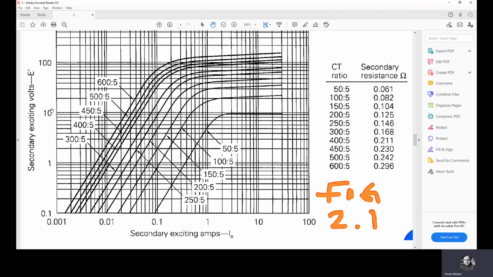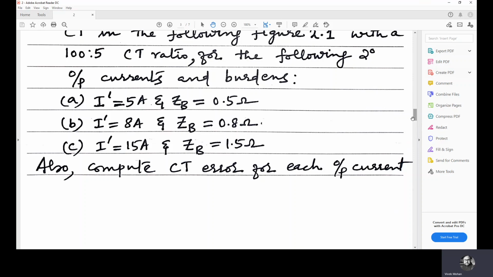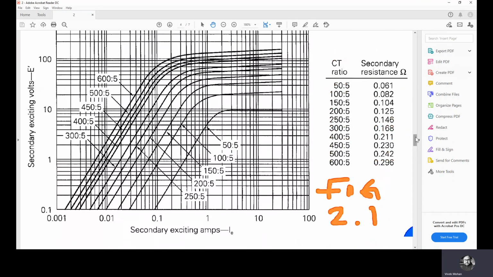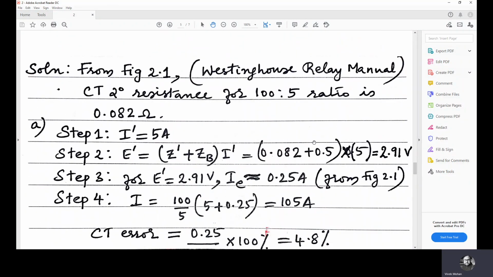So if we know E dash, the corresponding IE value, or the excitation current value, could be found out from this particular plot. And in the question, it is given that the CT ratio is 100:5. So this one is the CT. The corresponding secondary resistance is 0.082. Secondary resistance is Z dash, or secondary impedance is Z dash. Here it is resistance. So the total impedance will be Z dash plus ZB, burden plus leakage impedance. So 0.082 plus burden. Burden is also given in each case. 0.5 ohm is the burden. So 0.5 plus 0.082, which is 0.582, is the total impedance. This one, Z dash plus ZB, 0.082 plus 0.5.